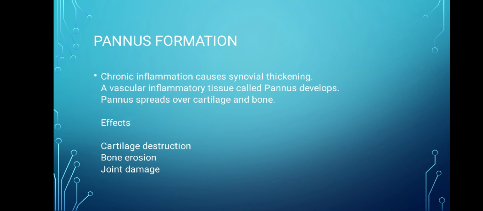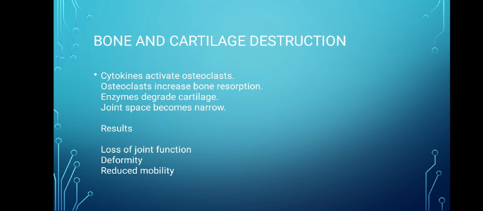Synovial hyperplasia and pannus formation. Persistent inflammation causes proliferation of synovial cells. The synovial membrane becomes thickened due to inflammatory cells, fibroblast proliferation, and increased blood vessel formation. This abnormal inflammatory tissue is called pannus. Pannus consists of fibroblasts, lymphocytes, and newly formed blood vessels. It releases enzymes such as matrix metalloproteinases and collagenases, causing cartilage destruction and bone erosion.